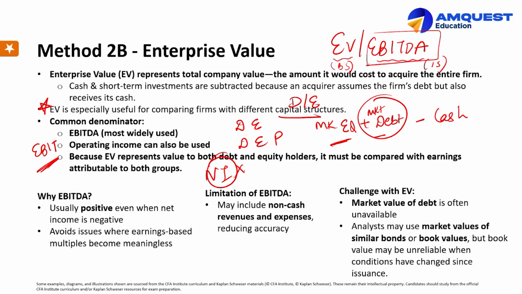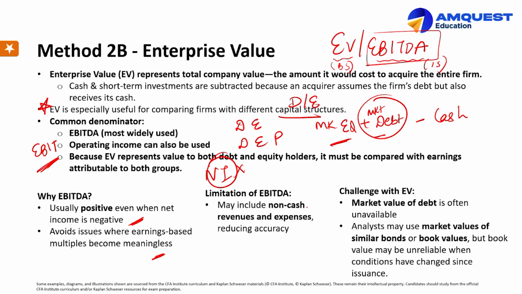EBITDA is usually positive even when net income is negative. So if a lot of money goes into paying interest and tax, earnings will become negative. It avoids issues when earnings-based multiples become meaningless. So when price to earnings and price to sales cannot be used, another alternative is using EV by EBITDA.